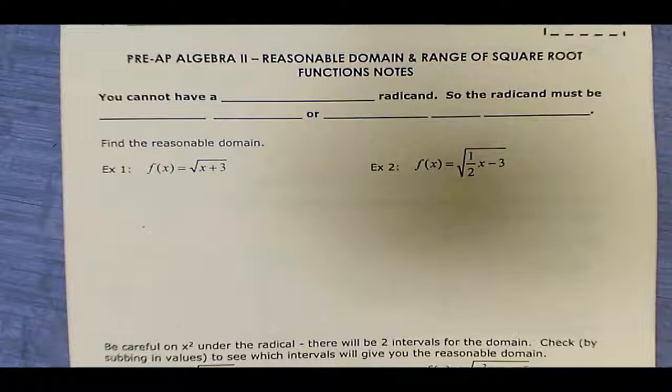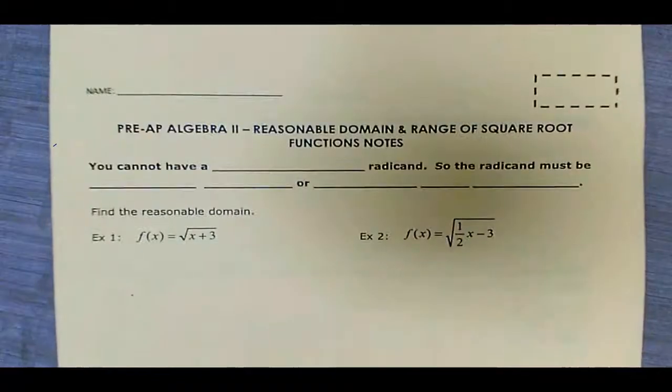Hey folks, today we're going to talk about reasonable domains and ranges for your square root functions. In the last set of notes, we talked about transformations of functions, and we created equations for those square root functions, and we even identified the domain and range. Well, today we're going to talk about reasonable domains that are going to happen when you don't have a graph to look at. So we need to remember the anatomy of a square root.